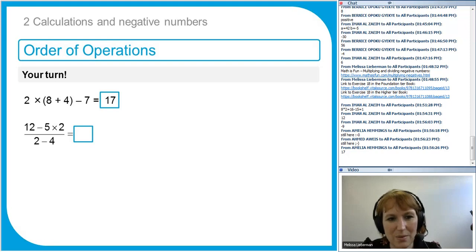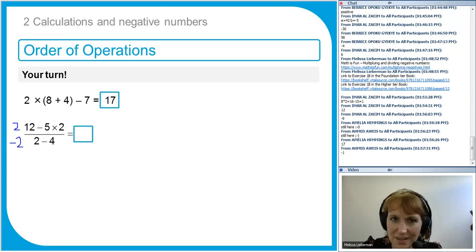So we've got 12, take away 5 times 2. 5 times 2 is 10. We need to work that out first because multiplication comes before subtraction. So we've got 12, take away 10 is 2 on the top. And then on the bottom, we've got 2, subtract 4. 2 subtract 4 is negative 2. So that means 2 divided by minus 2.